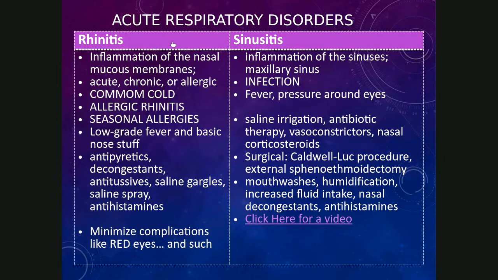The other condition is sinusitis, which is inflammation of the sinuses or the maxillary sinuses. It results from infection, and I'm sure you've all felt this. It's fever or pressure around the eyes. It's really intense pressure behind your eyes or around your eyes from sinuses. You're going to do saline irrigations. You're going to do antibiotics if it lasts for more than 5 to 7 days. Usually, you can do vasoconstrictors, nasal corticosteroids. Sometimes you might have to have surgery, a Caldwell-Luc procedure, or an external sphenoidectomy.